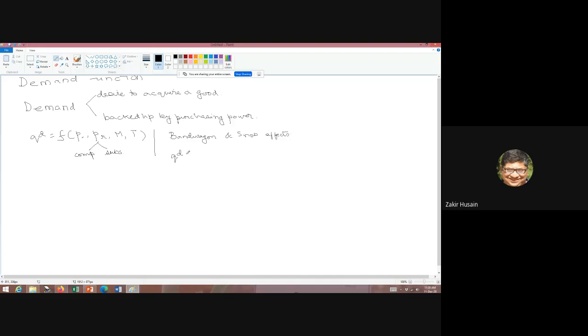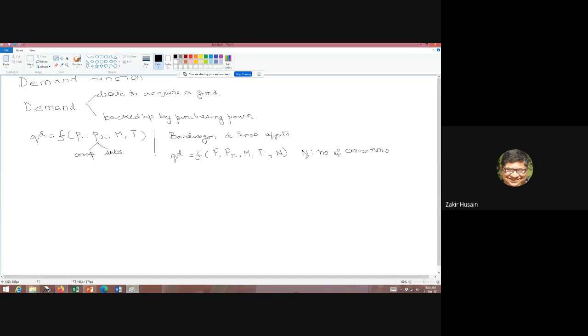Suppose we write the demand function like this. So this is the same as before, and we put in an N. N is the number of consumers who are purchasing the particular commodity, right?